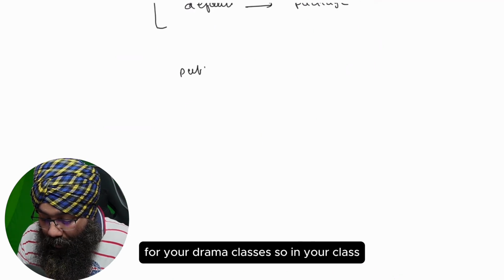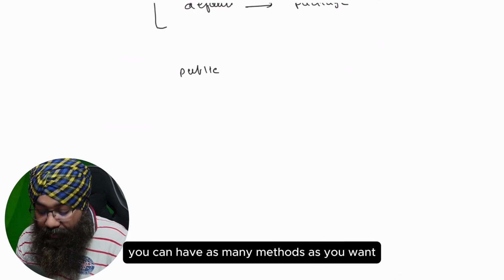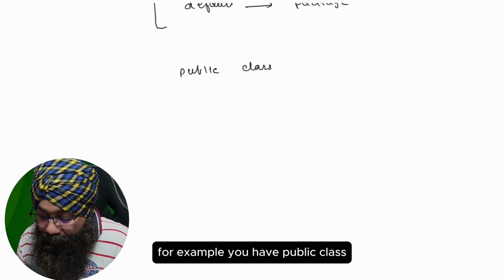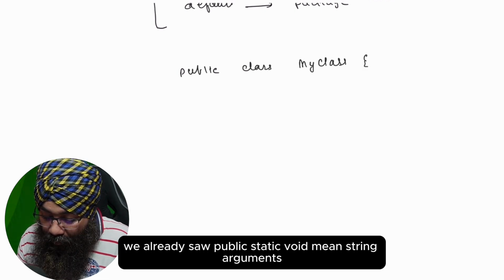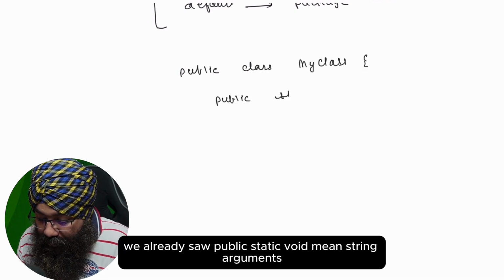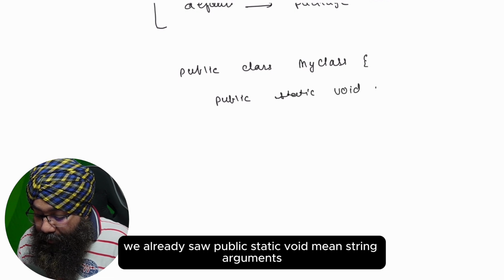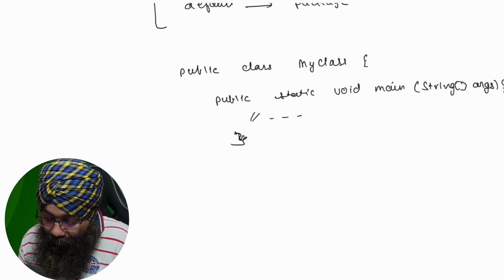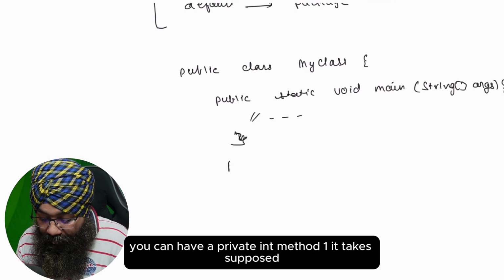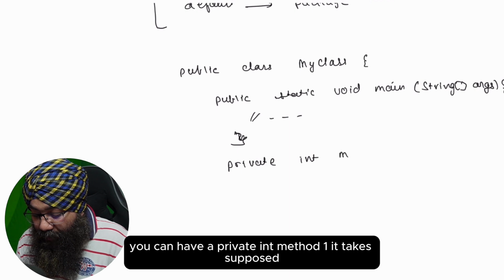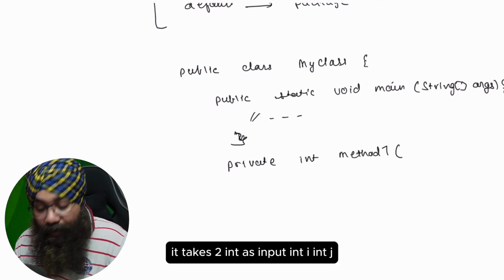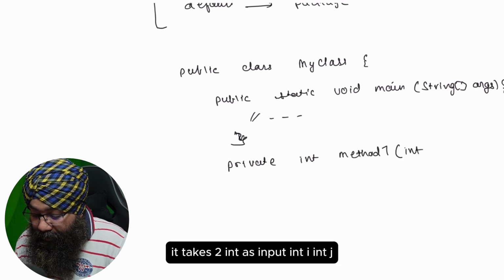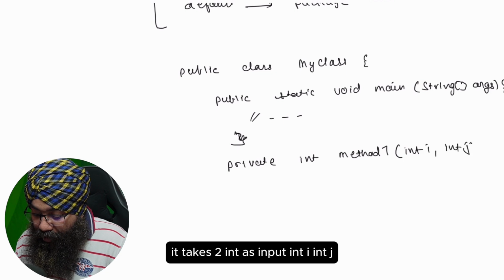In your class, you can have as many methods as you want. For example, you have public class MyClass. We already saw public static void main String arguments. So this is the argument which it takes. Now you can have another method. You can have a private int method1. Suppose it takes two ints as input, int i, int j.